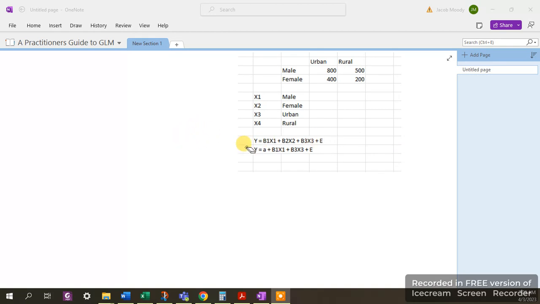But the main question is, how are we going to solve for B1, B2, B3? Because what these are used for is, if you drop in another input, it's like, what do you predict the next male urban to be? You could get an answer to that. You can even solve for the error term. And so here's what we're going to do.